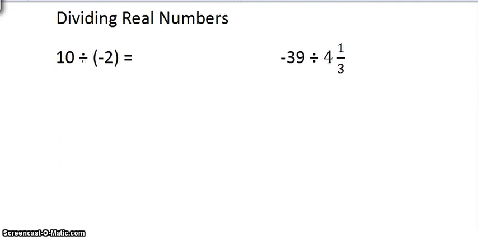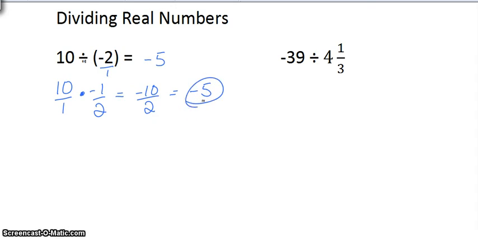Okay, now we're going to divide some real numbers. Now 10 divided by -2, that's something that you can just automatically know. Positive divided by a negative, I know it's going to be -5. But it's also the same as multiplying by the reciprocal. So 10 times -1/2, numerator times numerator is equal to -10. Denominator times denominator, it's over 2. -10 divided by 2 gives me -5.